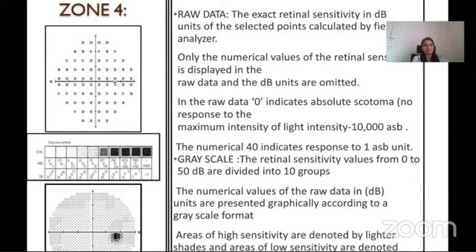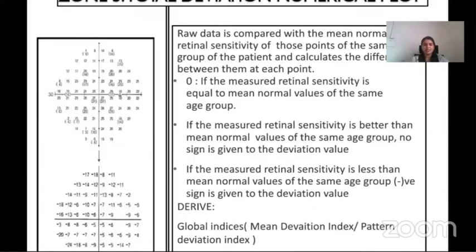The grayscale is basically for the patient's information, wherein darker shades indicate he is having more problem with the fields, and lighter shades indicate he is having less problem. Coming to the total deviation numerical plot, which is in zone 5, it's raw data that is compared to normal retinal sensitivity, and this in turn will be corrected to your normative data, which is already fed in the machine, and it is age corrected.